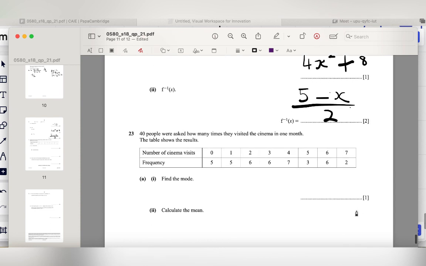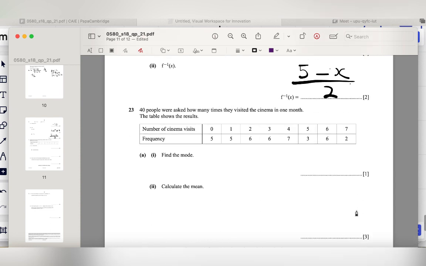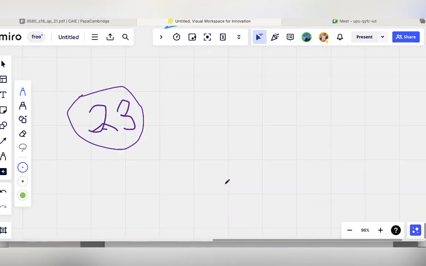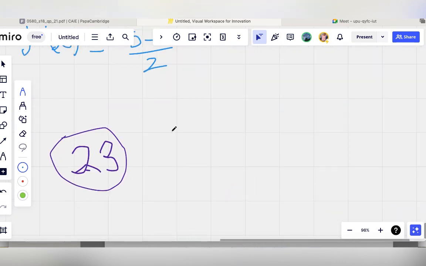So we move on. The next question, we're done with question 22. Question 23: 40 people were asked how many times they visited the cinema in 1 month. The table shows the result, the number of cinema visits and the frequency. We're going to draw the table on our board to make it easy.